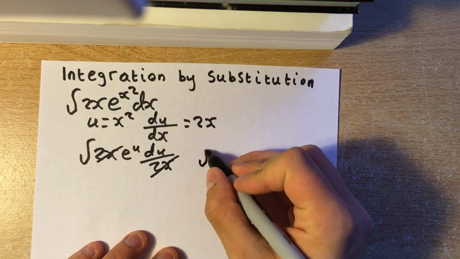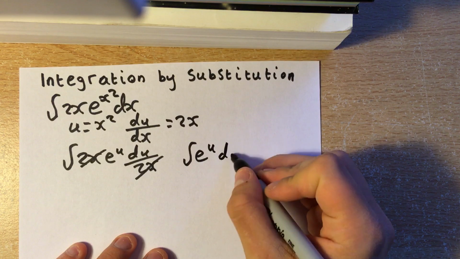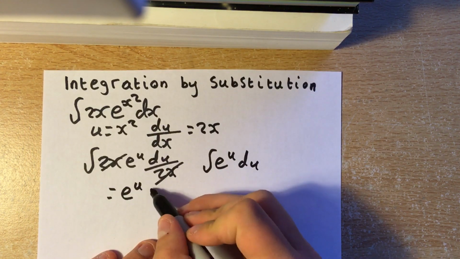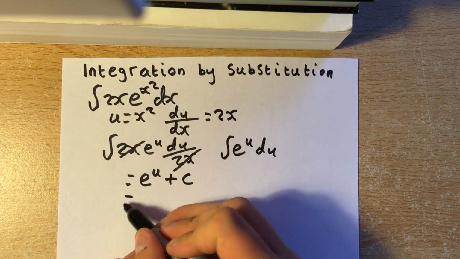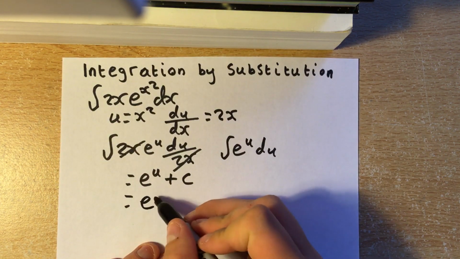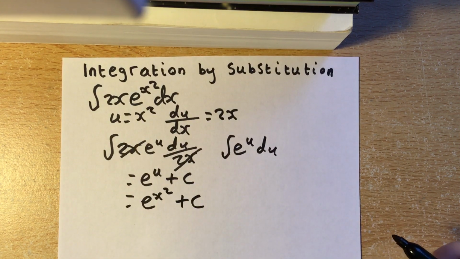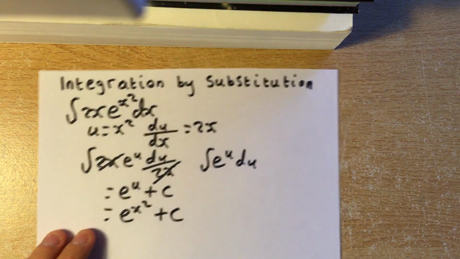So now we can go about solving it. So e to the power of u du, that's simply e to the power of u plus the constant of integration, and then we just fill in the u value, which was x squared, plus c. So that's how we solve this problem for an indefinite integral, and now I'll show you how to do a definite integral.